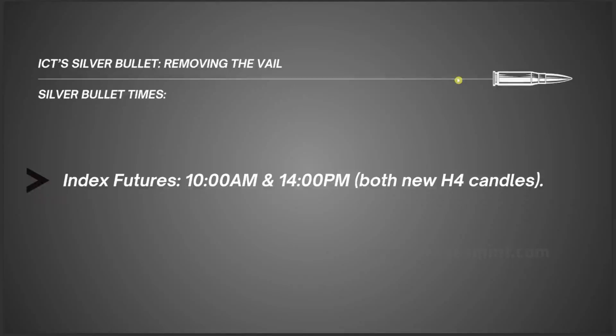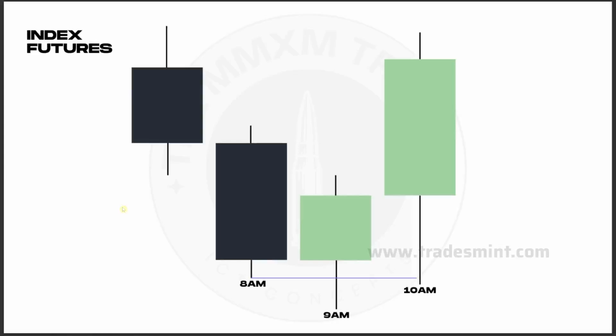So now let's talk about ICT Silver Bullet, and we're going to be removing the veil. Why does he pick these specific times, right? Now we know these are new 4-hour candle openings, 10 a.m. and 2 p.m. Both are ICT's Silver Bullet windows. Right, so over here we've got a crude depiction of some candlesticks, but what is important is how these candlesticks form. We're going to be focusing on that 10 a.m. because it's index futures. That is ICT's silver bullet window.